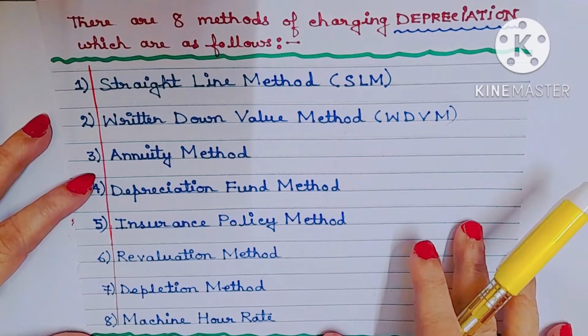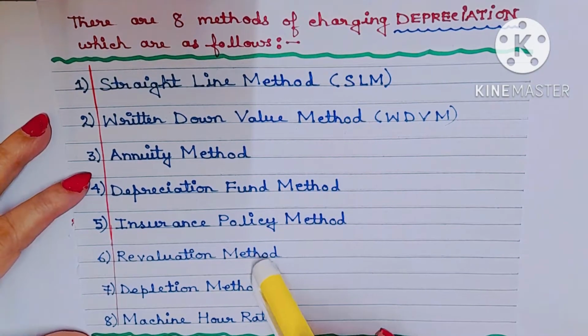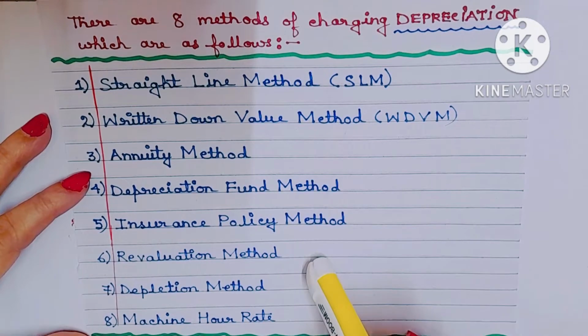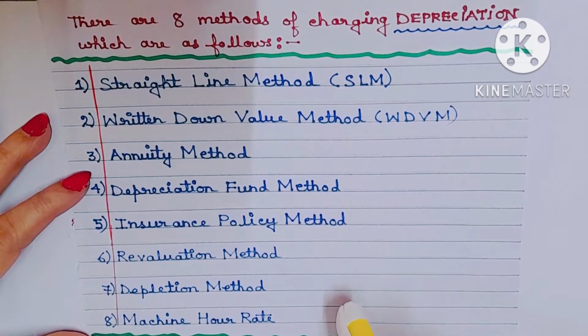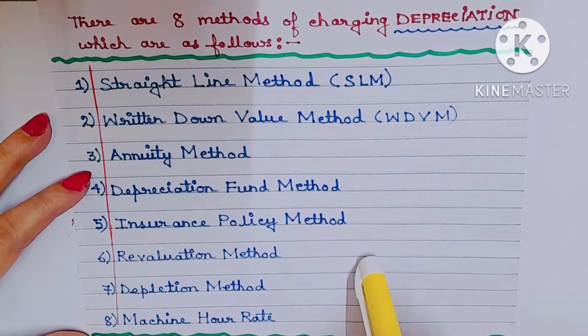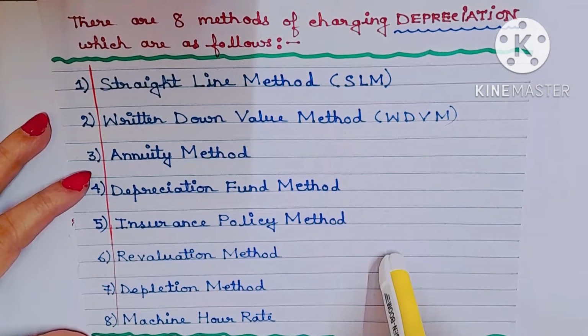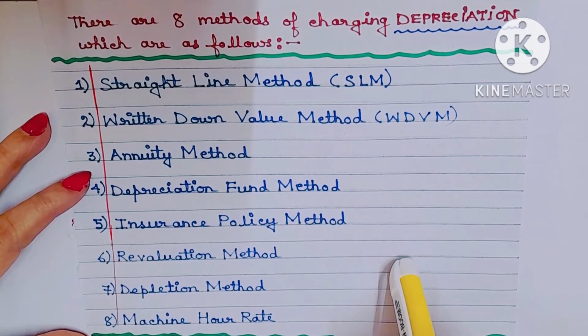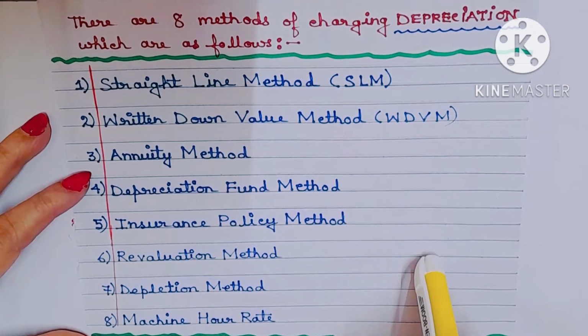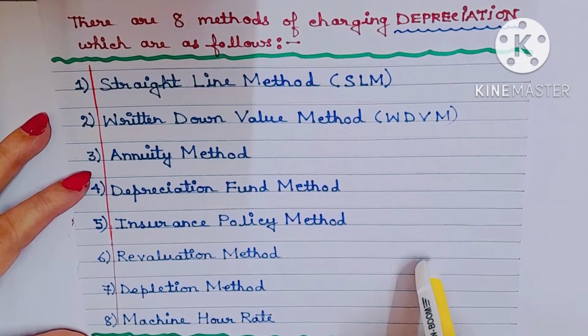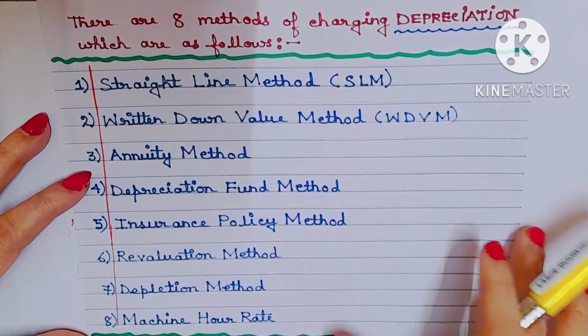Okay. Number 6, revaluation method. This is also not required in class 11, but still let me explain. Revaluation method is used to arrive at the annual depreciation of assets like loose tools, livestock, patents, trademarks, etc. Because these assets have a very short effective life. Under this method, the asset is revalued each year and the difference between the value at the beginning of the year and the value at the end of the year is charged to depreciation account.